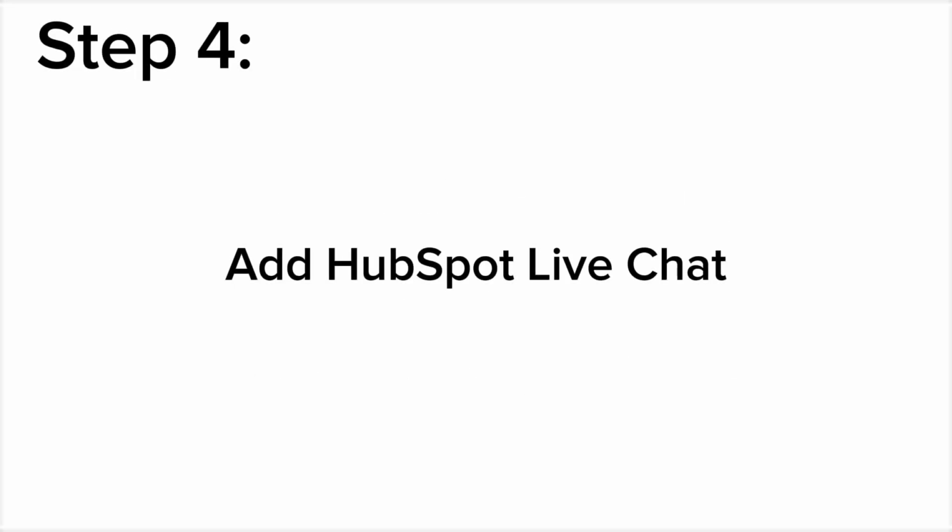Fourth step, add HubSpot live chat. Set up live chat in HubSpot, go to Conversations, go to Chat Flows, and create a new chat flow. Get the code. After setting it up, HubSpot will provide a snippet code. Now to embed it in Wix, similar to the form, use the embed code option in Wix to paste the chat widget code.